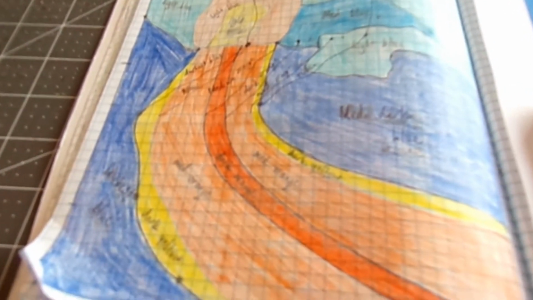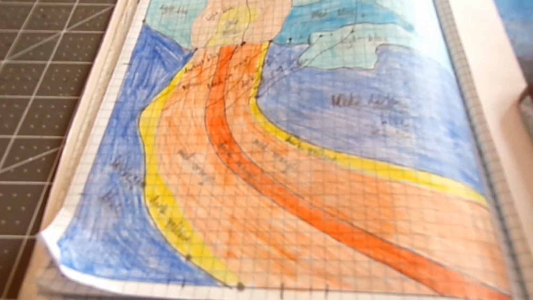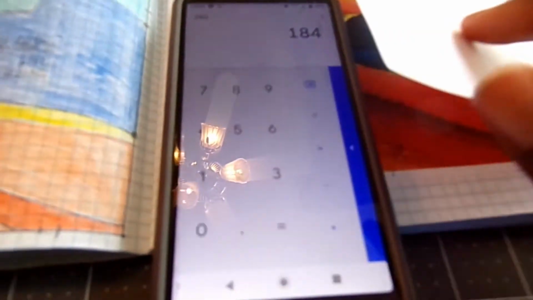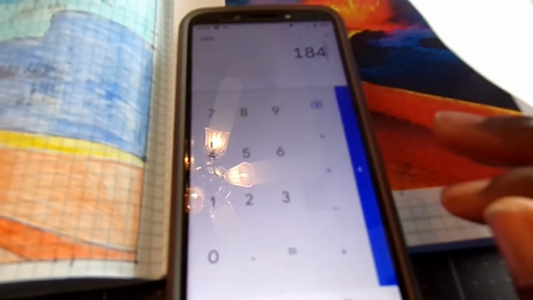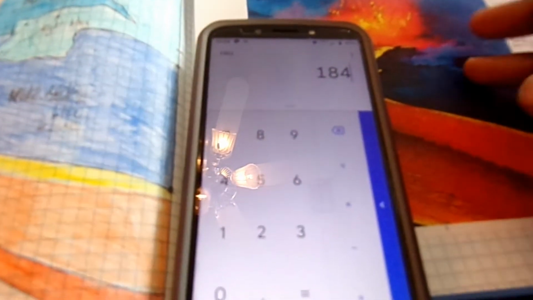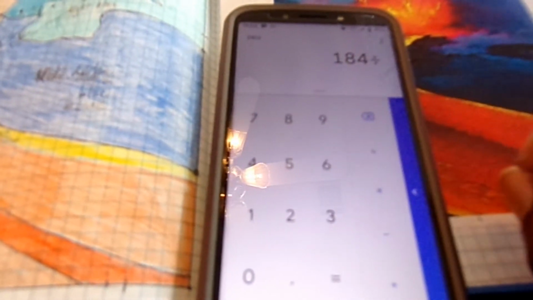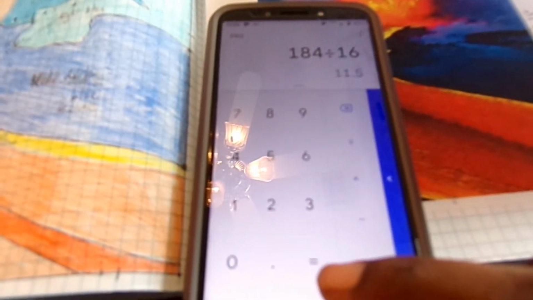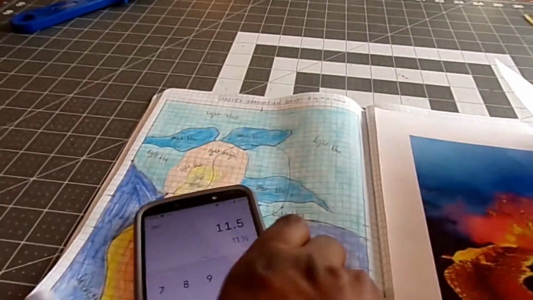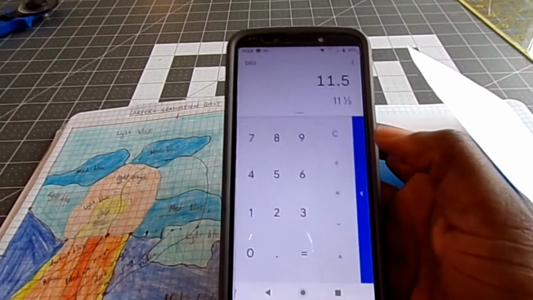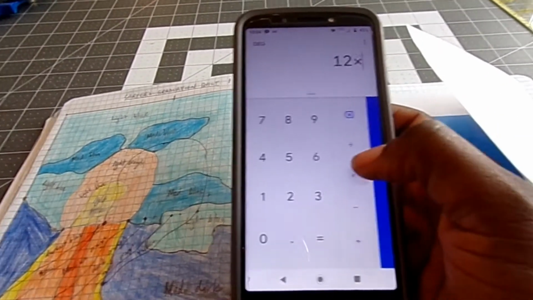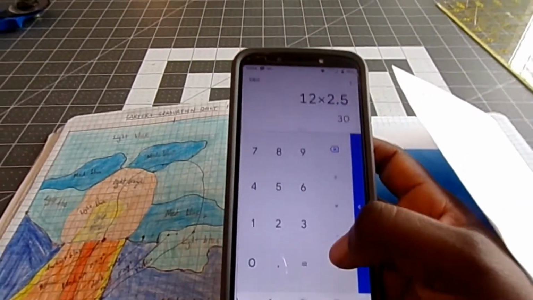All right, and I discovered that I had 184 squares on the quilt. And then I divided that number by 16, since I know I'm going to get 16 squares out of each strip. This determines how many strips I would need for those 184 squares. And we have 11 and a half. So basically 12 strips. And then I'm going to multiply 12 strips times 2.5 inches.